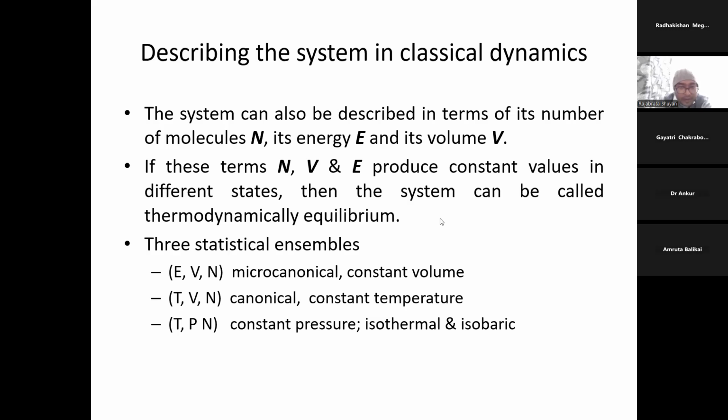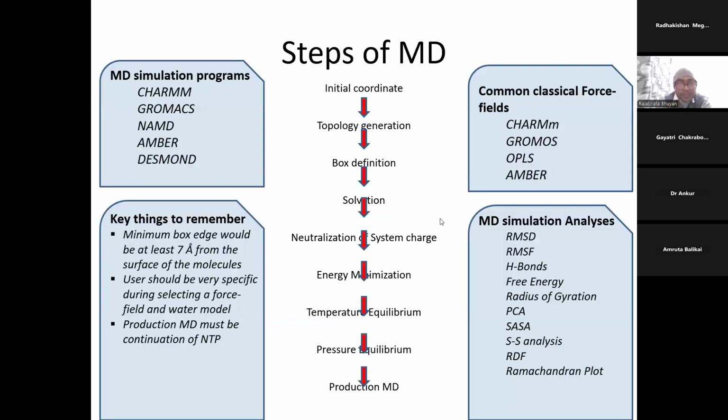In the third type of system, we try to bring both temperature and pressure to constant, along with the number of atoms, volume, and energy. This state is known as the NPT equilibrated state, also known as the isothermal and isobaric state. So this is the process and steps of MD simulation. We'll discuss all these steps in detail.